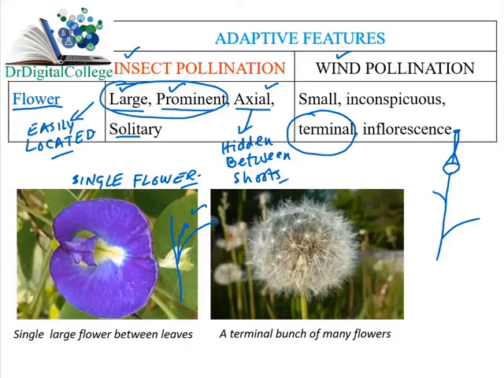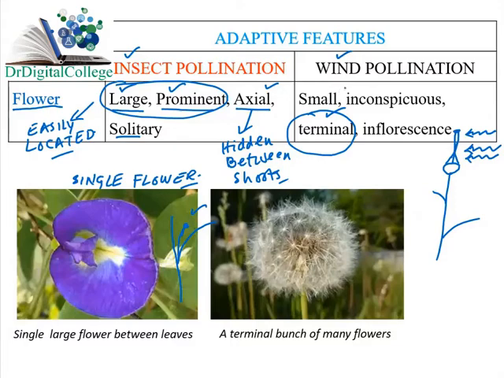If it is hidden between the shoots, it will give a sense of security to insects. And on the other hand, if the flower is terminal, then wind can easily encounter the flower. The wind will not be hindered by some leaves or some shoots. Wind can easily touch the flower which is there at the tip of any shoot.